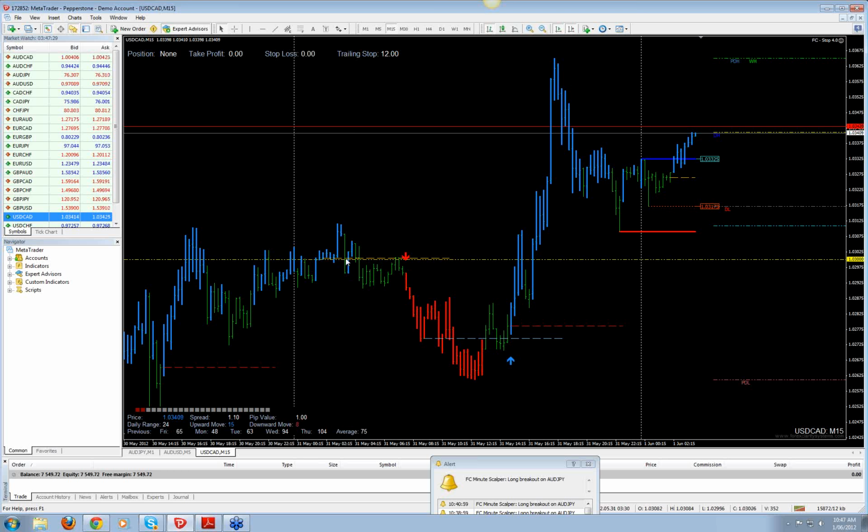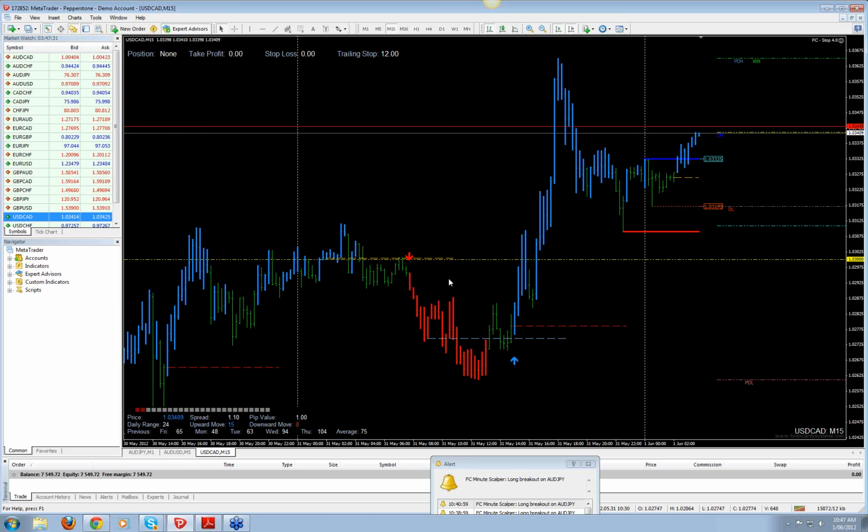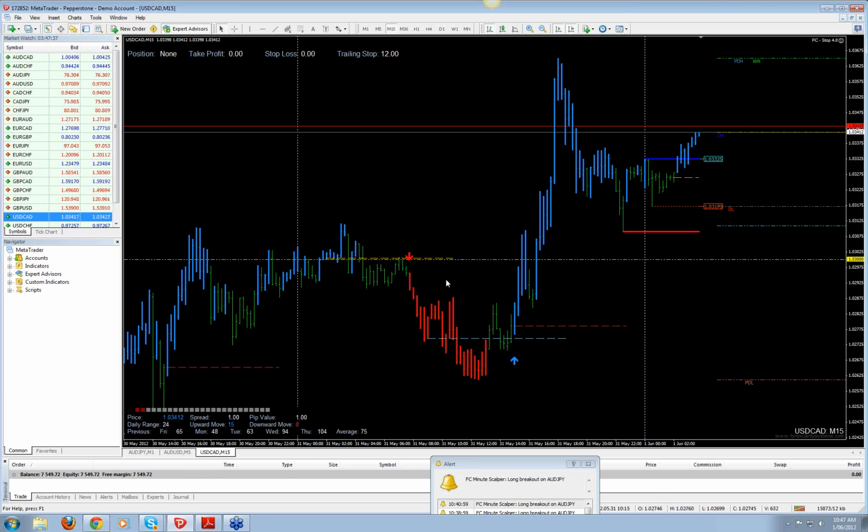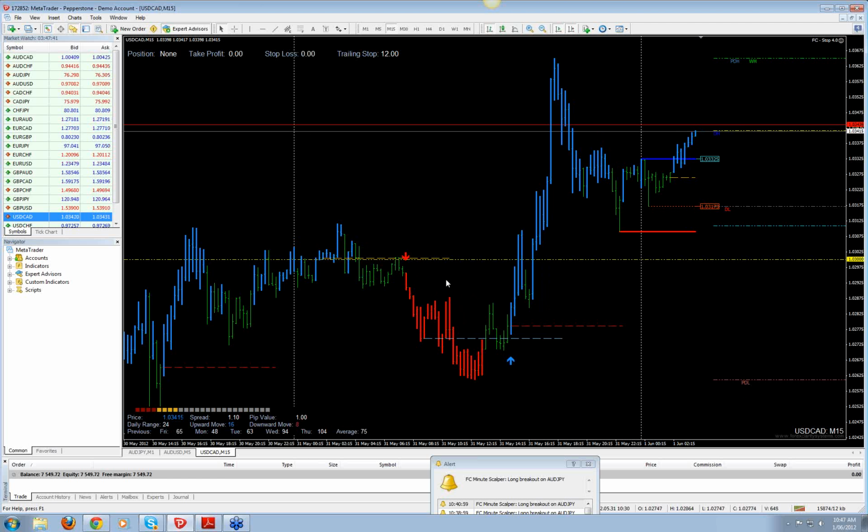What we've done just recently, and it will be in this, is an alert that comes up when that session opens. That's a good thing as well. If you're doing something else on your computer, you can turn that on or off depending on the pairs. That's been a really good add-on.